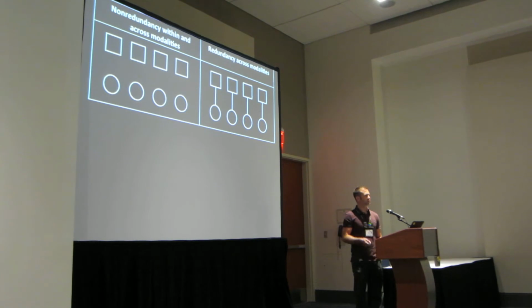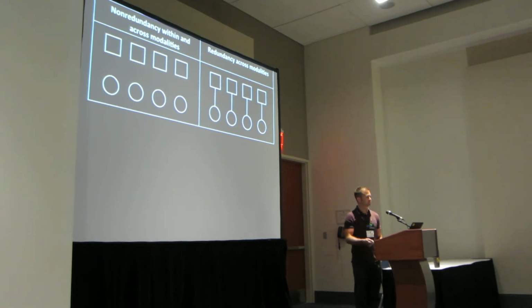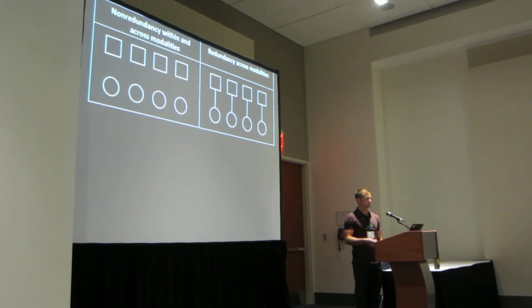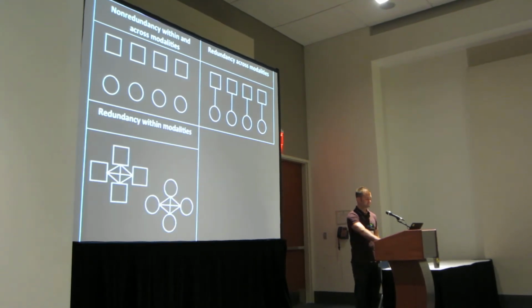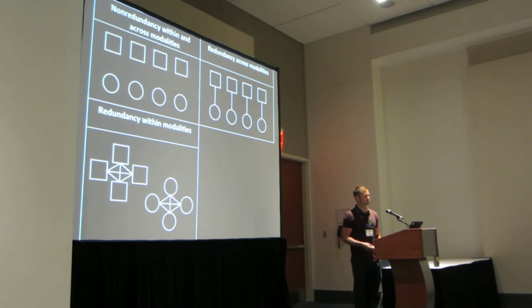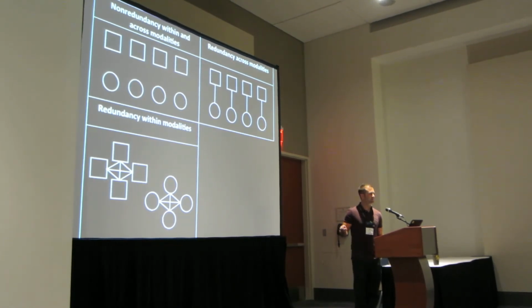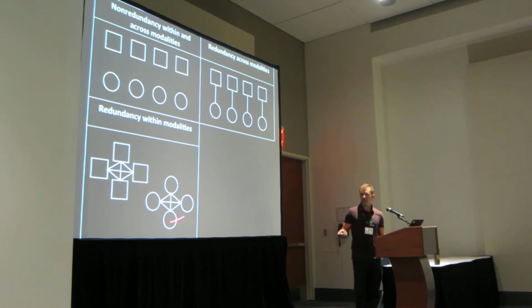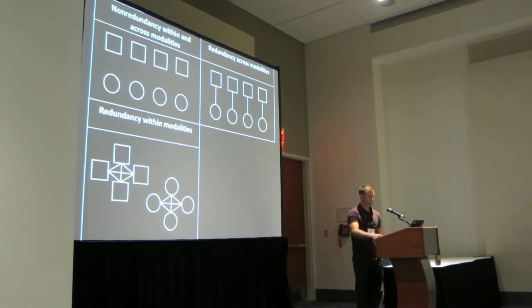Alternatively, you could have redundancy across modalities. So one song trait reinforces another morphological trait, but song traits are unrelated to other song traits. You could also have redundancy within modalities. So here, all of the morphological traits reinforce each other, they're all correlated, and all song traits reinforce each other, but song is unrelated to morphology.